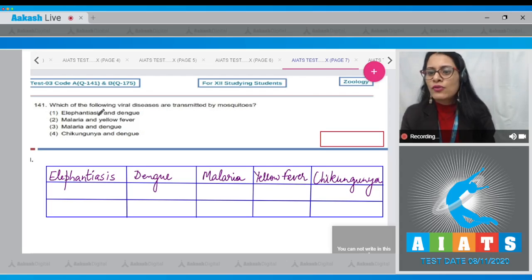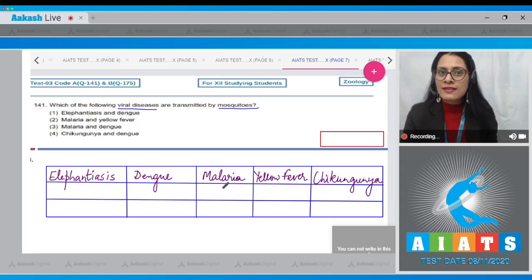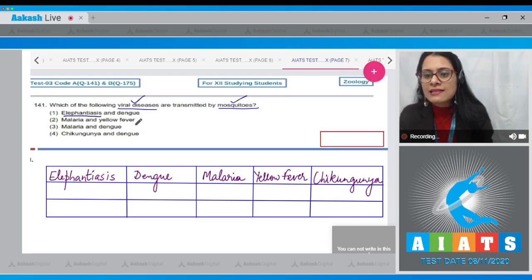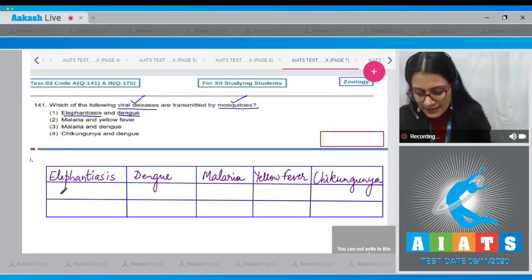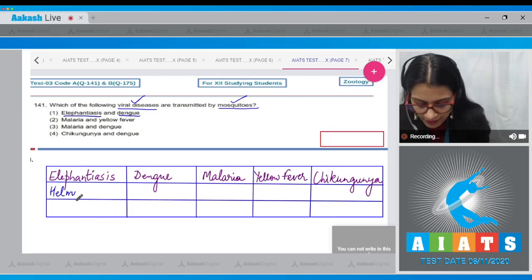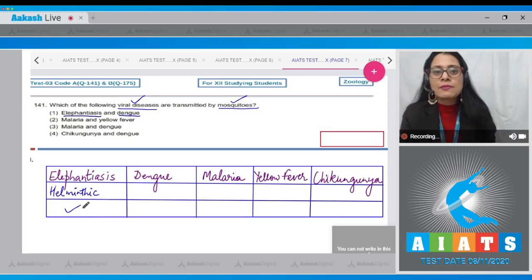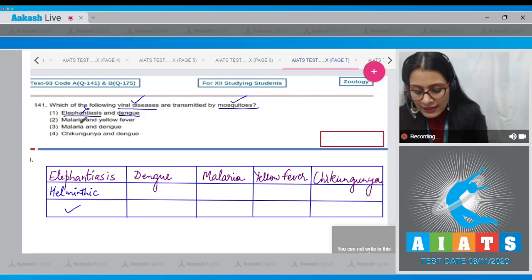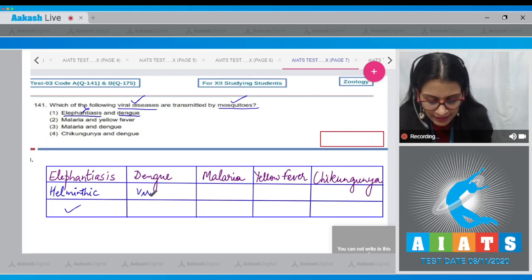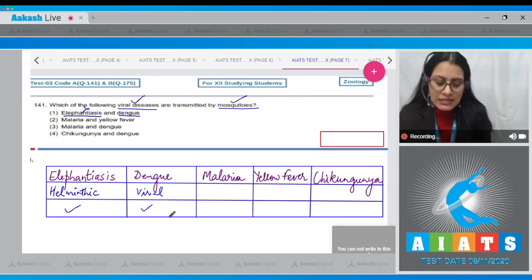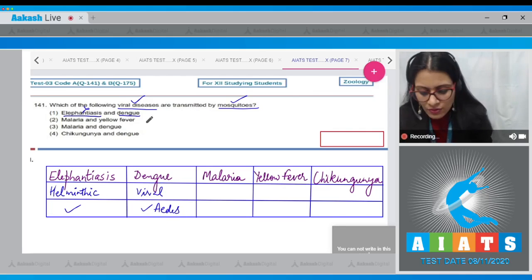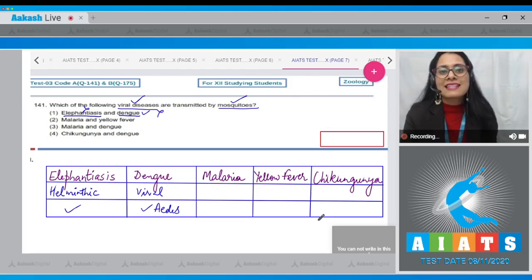Question number 141. Which of the following viral diseases are transmitted by mosquitoes? So two things have to be kept in mind. The diseases are viral and they are transmitted by mosquitoes. The very first option is elephantiasis and dengue. Now elephantiasis is a helminthic disease, although it is transmitted by mosquitoes, but it is not a viral disease. And dengue is a viral disease and it is also transmitted by Aedes mosquito. So this is correct, but elephantiasis is incorrect. So this is an incorrect option.